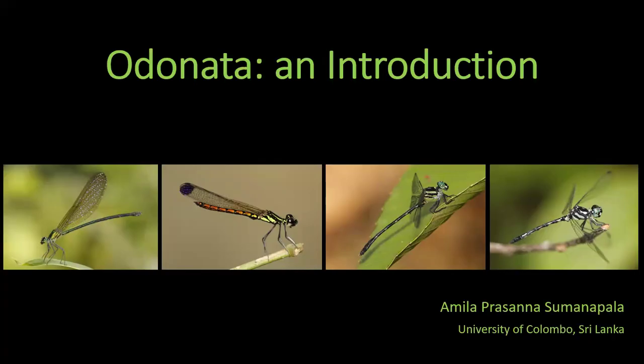Right. Okay. Odonates, or in general terms, dragonflies. Most people generally know them as dragonflies, but of course there are two groups in odonates which we refer to as dragonflies and damselflies. So there are two different groups, but most commonly they are known as dragonflies in general.